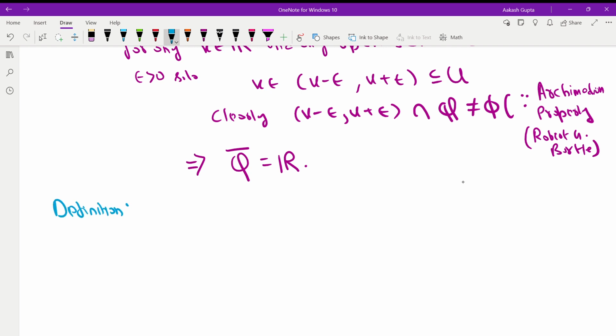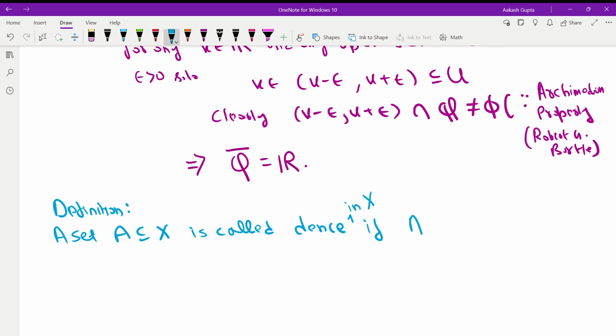So let me formally define it. Definition: a set A inside X is called dense in X if A closure is X. And a simple remark which you can immediately see, because that is what we used in the above examples. Above, I have given you examples of dense sets.